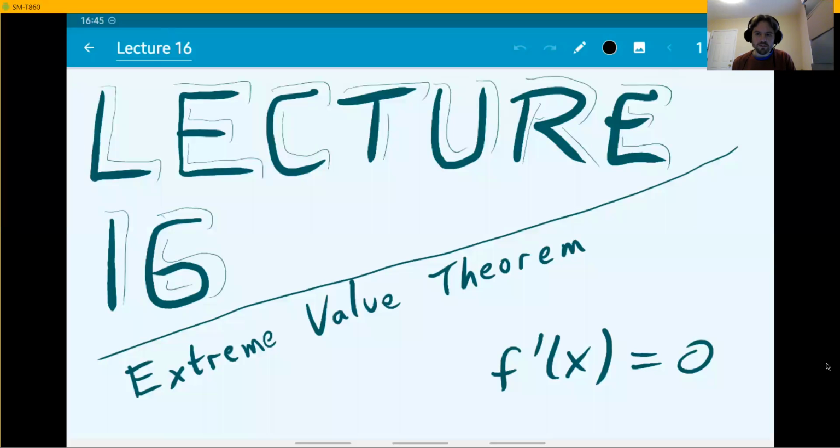Hello and welcome to another lecture with the topic of the extreme value theorem, which we're going to be calling EVT. This is a very short summary of what it's about, really. Find the derivative, set it equal to zero. We're going to see why we're going to be doing that.